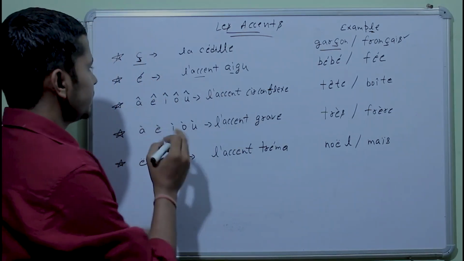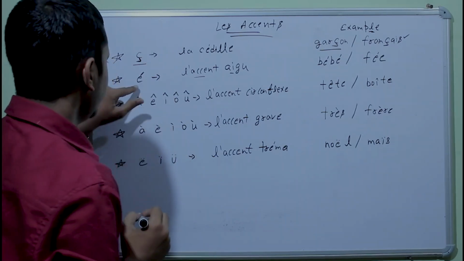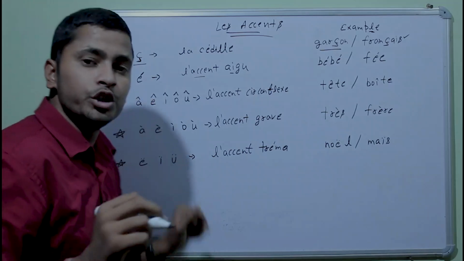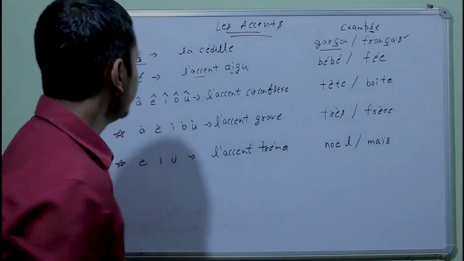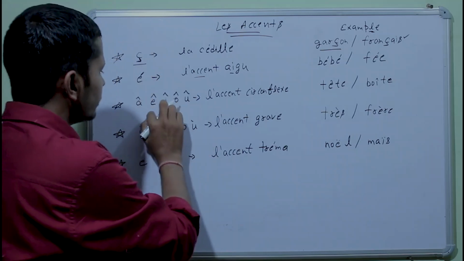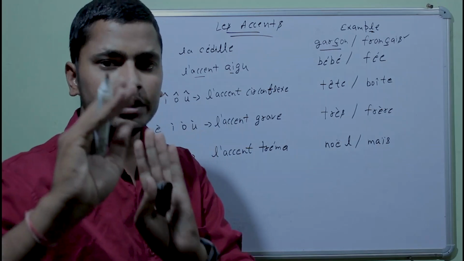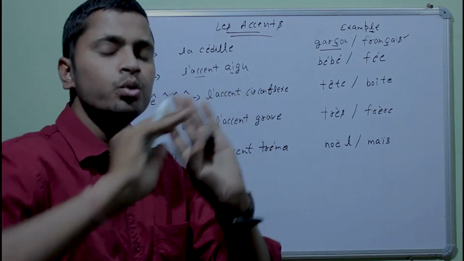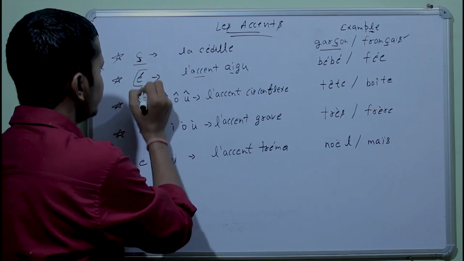Next is l'accent aigu. This accent is on the right side, and it is always used upon E. It is not used with A, I, U, O. It is always used upon E.